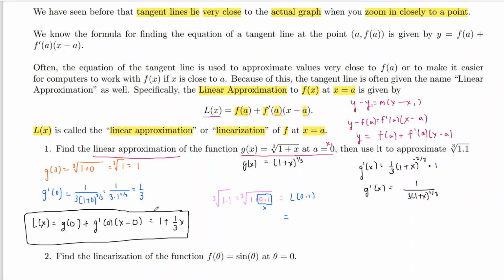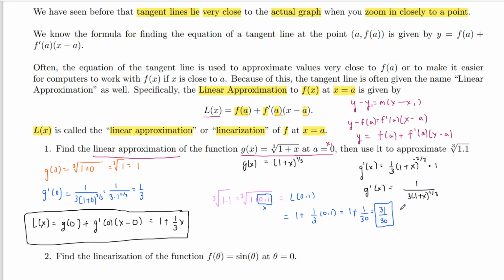Notice that our linearization equation is very small, and it's going to be easy to plug in 0.1. So we have 1 plus 1/3 times 0.1. Now you can do this all by hand. This one you don't need a calculator at all. We have 1 plus 0.1 is 1/10, so this would be 1/30. And if you want to get a common denominator here, this would be 30/30, so 30 plus 1 is 31/30.